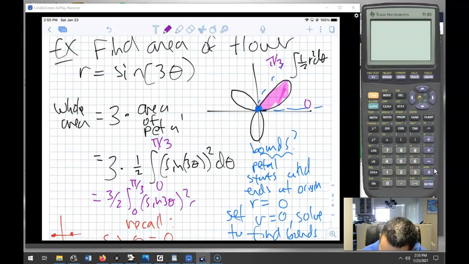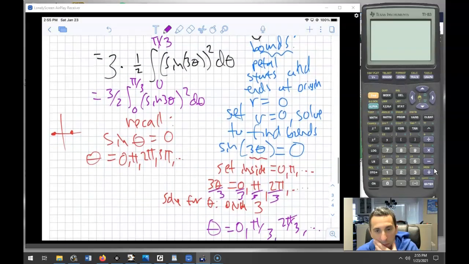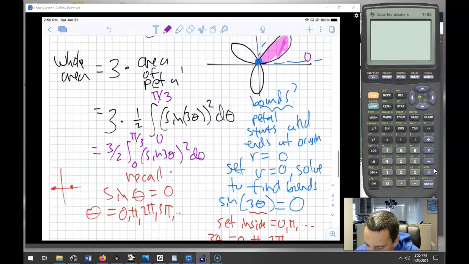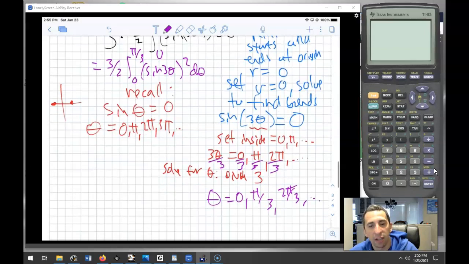But the key on a problem like this with the petals is just to find one petal like I've done, and then multiply it by 3. And the way you find one petal is you say, okay, the petal starts and ends in the middle when r equals 0. And then we just had to solve this equation, right? Where does sine equal 0? Sine equals 0 when the inside, the part that you're taking the sine of, is 0, or you take the sine of pi, or you take the sine of 2 pi, and then it was just solving for that. Okay, so that's polar area.